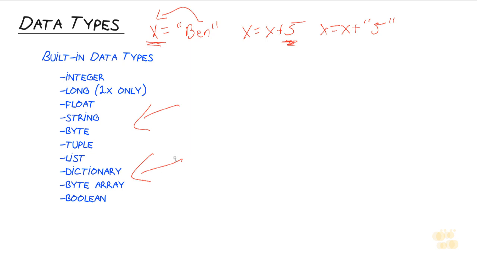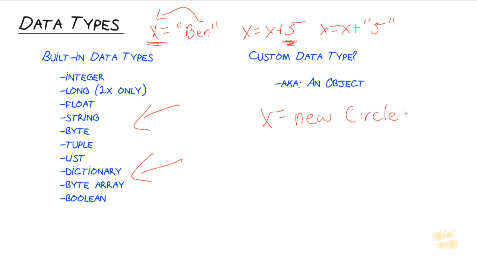But what if there were a way to create a custom data type? So not an integer, not a long, not a float, but a circle data type. What if I could create something that would also be known as an object? This would be pretty handy, right? I could say x equals a new circle, for instance. And I'm just making up some code here. So now x is not a string, it's not an integer, it's something called a circle. But what does that mean? I'd have to define what a circle was, what kind of object, what kind of data type a circle was.